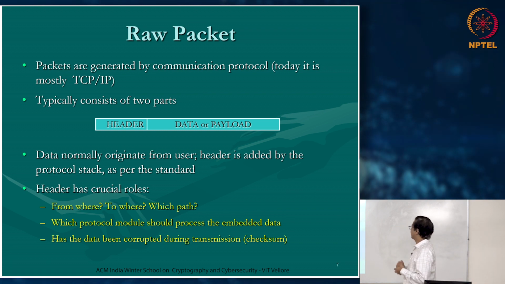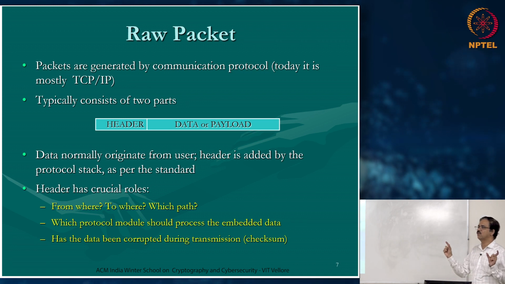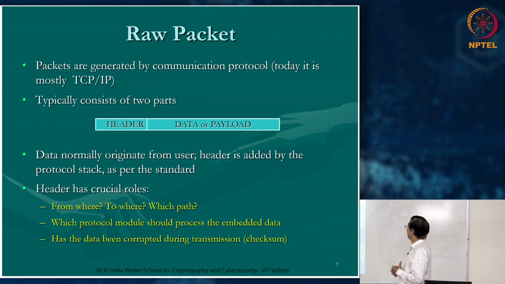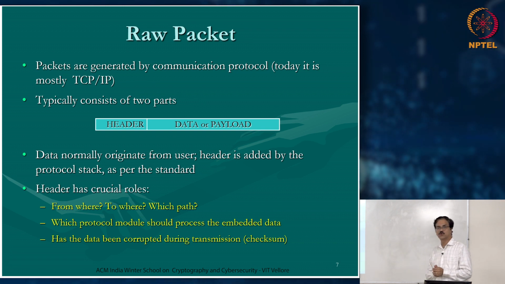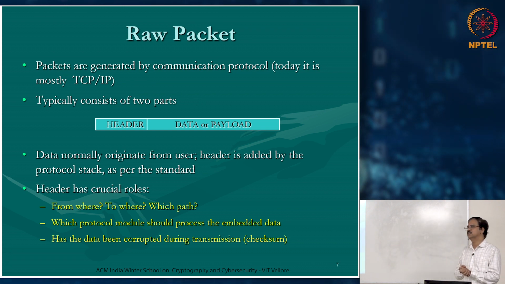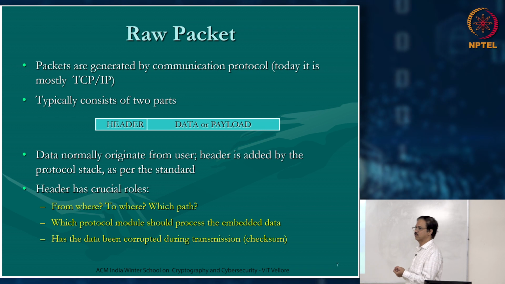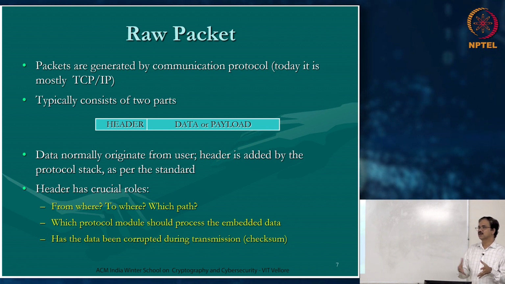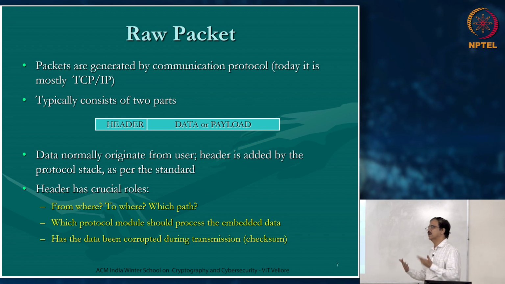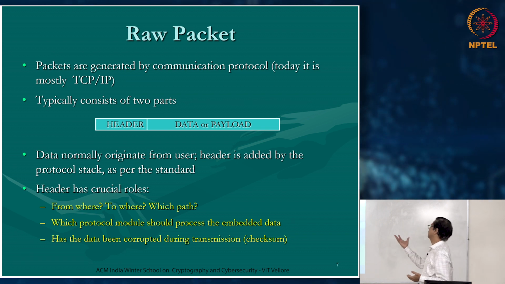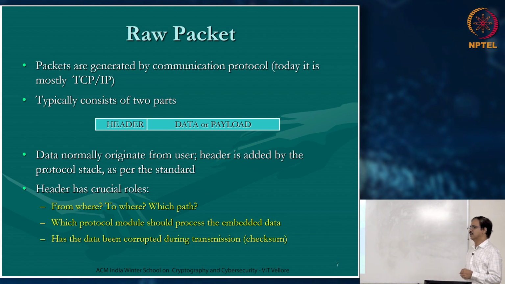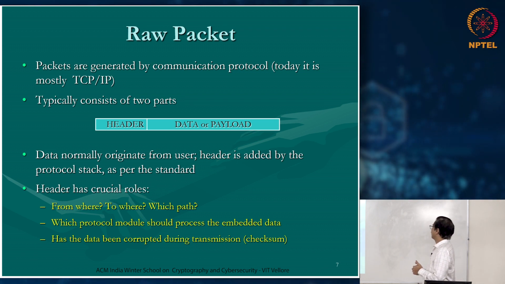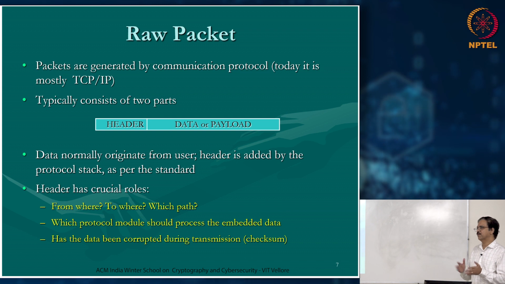If you look at the packet structure, it typically consists of two portions: a header portion and a data or payload portion. Just imagine a letter that you write. What happens there? You have an address and the content, right? Nobody will write a letter without content. So the address is equivalent to the header portion, and what you put inside is equivalent to the data portion. Data typically originates from the person who writes the letter.